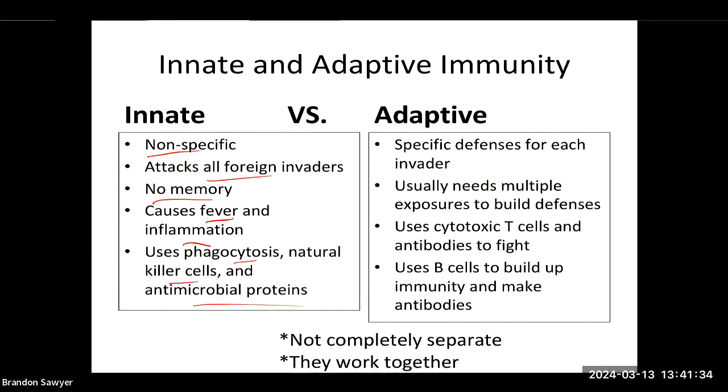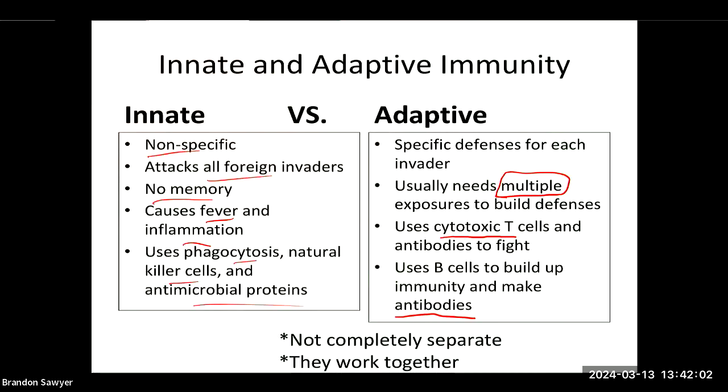If we look at the adaptive side, this is key. We need multiple exposures, right? The first time something comes in, we don't have a very strong adaptive response. We'll have the same innate response, but our adaptive response isn't very strong unless it's the second or further time. And then again, these two primary weapons here are the cytotoxic T cells and then the antibodies created by the B cells. And there's definitely some overlap between the two of them. They're not completely separate at all.